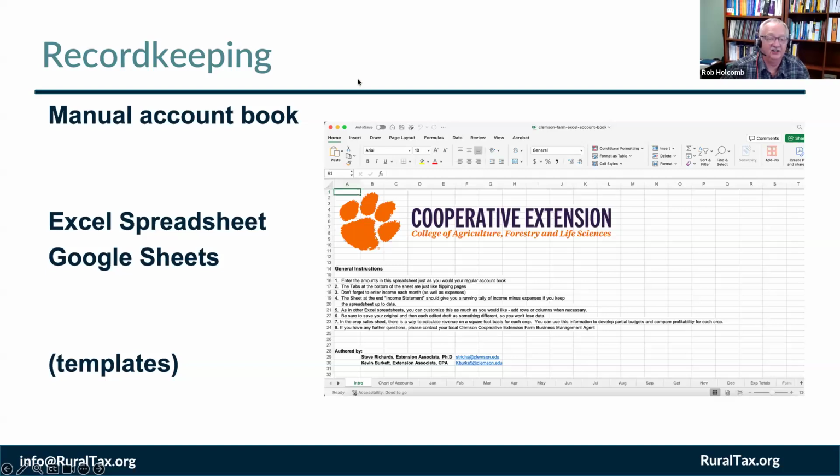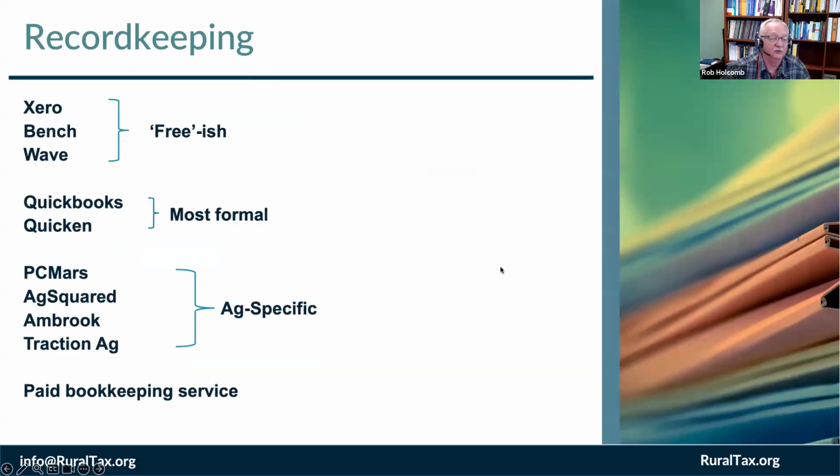Kevin, why don't we advance to the next one here? I'm going to talk through this really quick. Kevin has some free-ish programs up here: Zero, Bench, and Wave. The record-keeping programs that are also out there are QuickBooks and Quicken. Now, I've had folks with the Farm Management Association that have used QuickBooks.